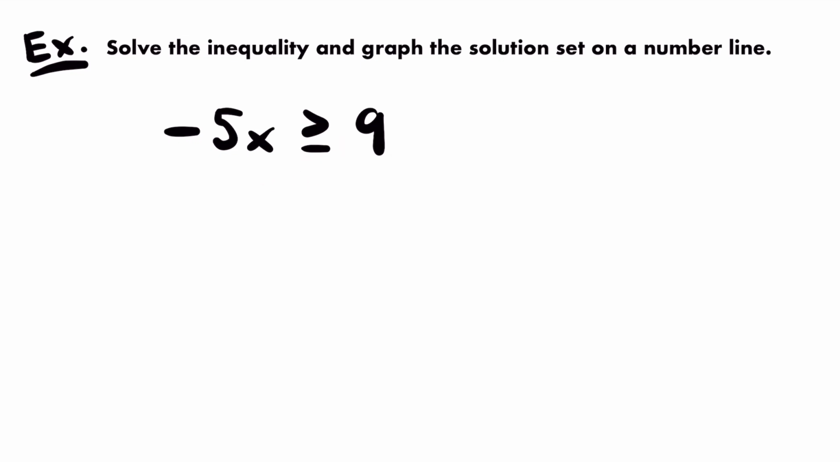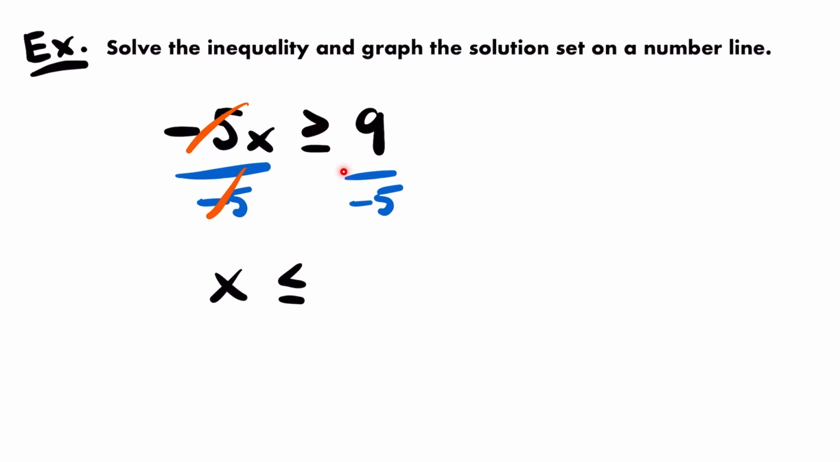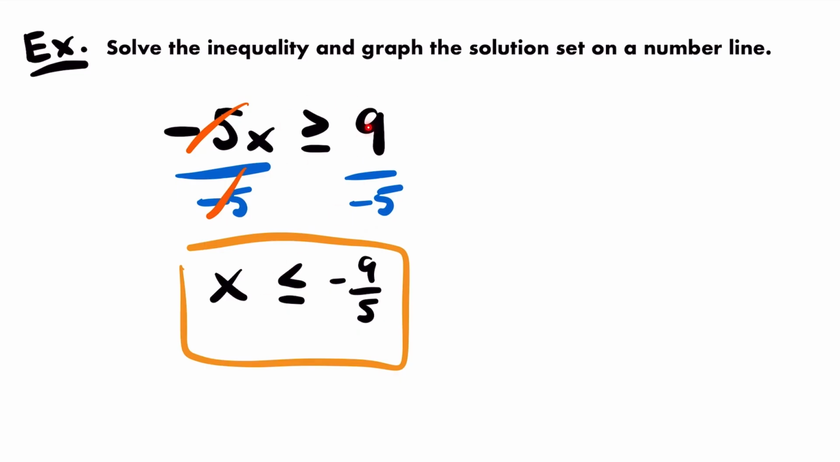Okay, so let's do that here. We're going to divide both sides by -5. These -5s will cancel out, just giving us x, but then don't forget to flip the sign. So we'll have x less than or equal, not greater than or equal, to 9 divided by -5, which doesn't really simplify nicely. I'm just going to leave it in that form of -9/5. And that will be the solution set to this inequality.